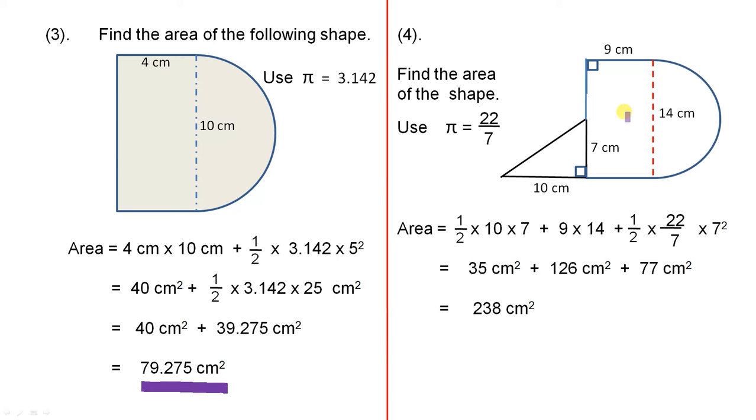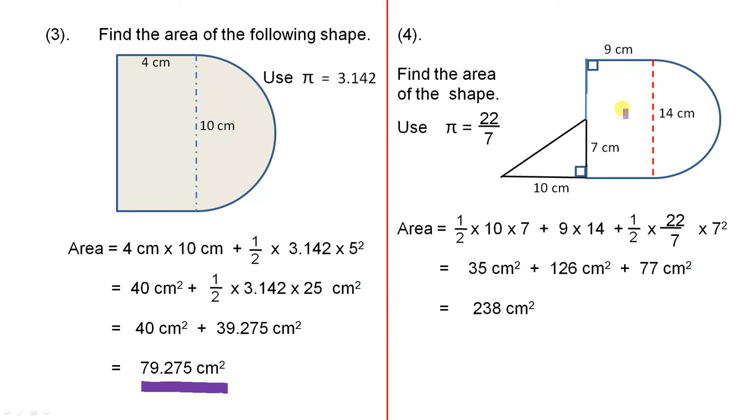Here we have another composite shape. So that part and that part are very similar to here, but we've added a triangle. We're asked to use pi as 22/7. So that's the area of that composite shape, the area of the triangle, which is half times base times height, because that's 7 and the base is 10, so that's the area of the triangle.